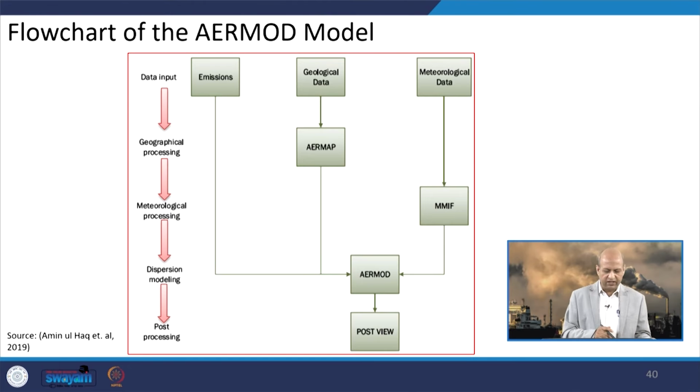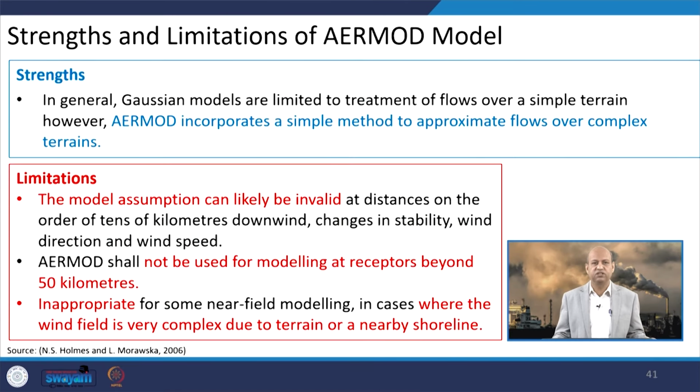Well, the flow chart which is being shown is for the AERMOD model. So, data input there like emissions, then geological data related to surface terrain, meteorological data, wind, temperature, etc. Then you can see geographical processing, meteorological processing and the dispersion model. And then the post processing, that means we analyze the data of the estimated values of concentration, etc. There are certain strengths and limitations of this AERMOD model.